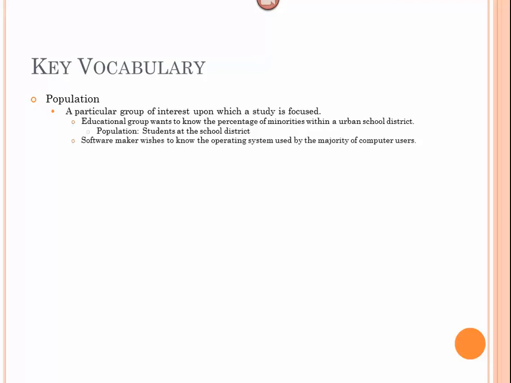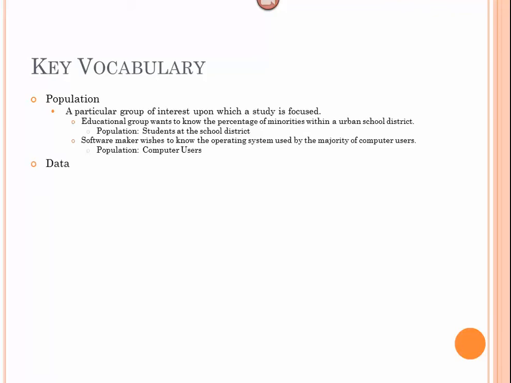Second example, a software maker wishes to know the operating system used by the majority of computer users. What would be the target population in this case? The answer is computer users. Computer users is my target population. The variable in this case is what type of operating system they're using on their computers, just like in the previous question, where the variable was their minority status. Good.